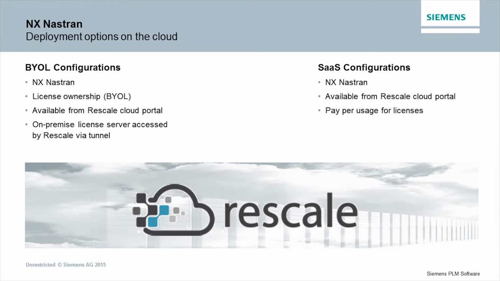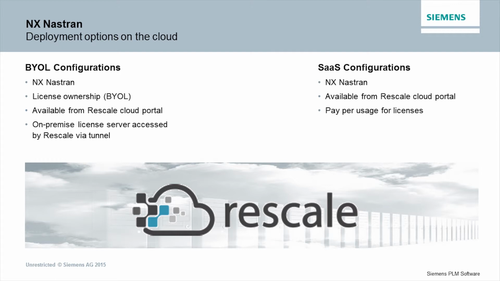The SaaS configuration is helpful when you have varying demand which might be using up your existing NX Nastran licenses, and you need short-term access to additional licenses to cover work spikes. SaaS also lets you treat your NX Nastran investment as an operational expense, which may offer you some additional business benefits.